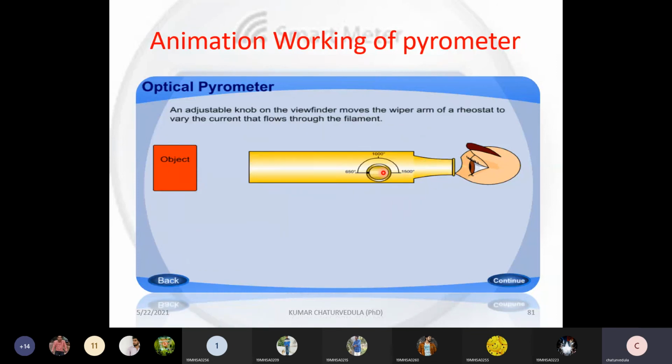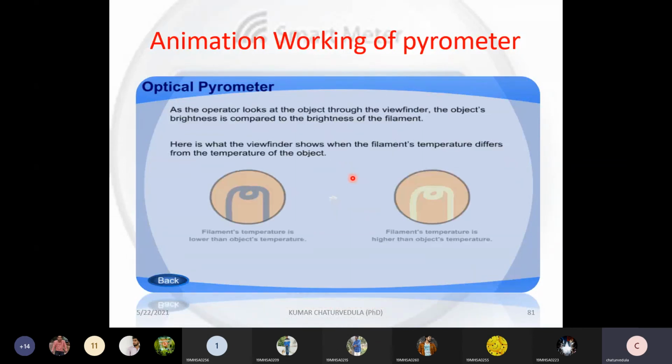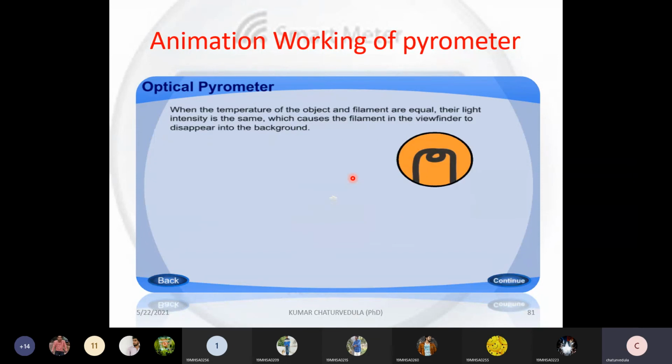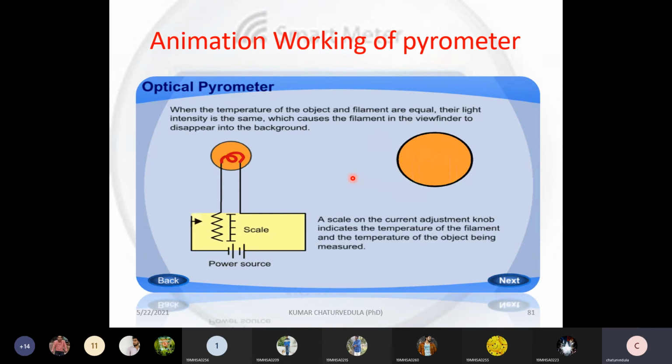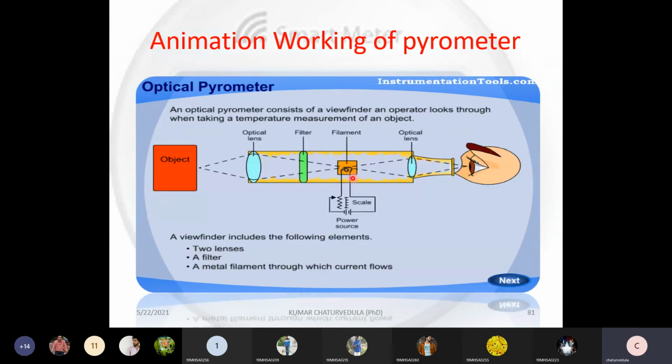So here is your basic criteria. Here is your adjustable knob, and that adjustable knob has been brought down back here. If this is varied, your rheostat is varied. If the rheostat varies, then your color is going to be varied. All the things I have explained are shown for you in the animation. I hope by looking at this animation and with the explanation I have given, you could understand the working of the pyrometer.